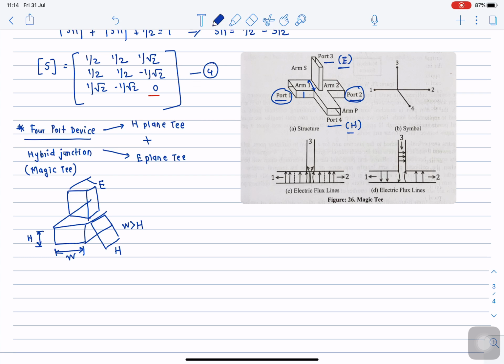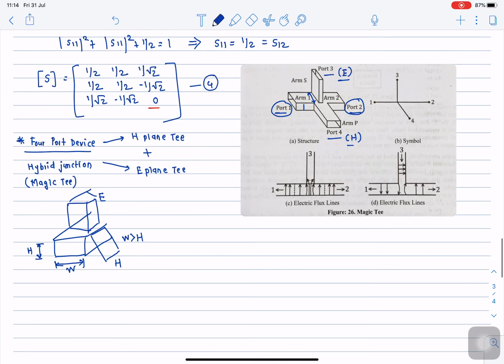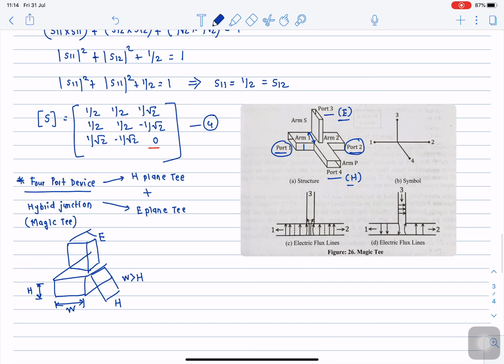So these ports are shown in the figure: port 1, port 2, port 3 and port 4. So what is the application of this particular 4-port device? The typical application of this 4-port device is that it is used as a power divider circuit. Whatever job is being accomplished by using H-plane T and E-plane T, the same job can be accomplished using this combined device.